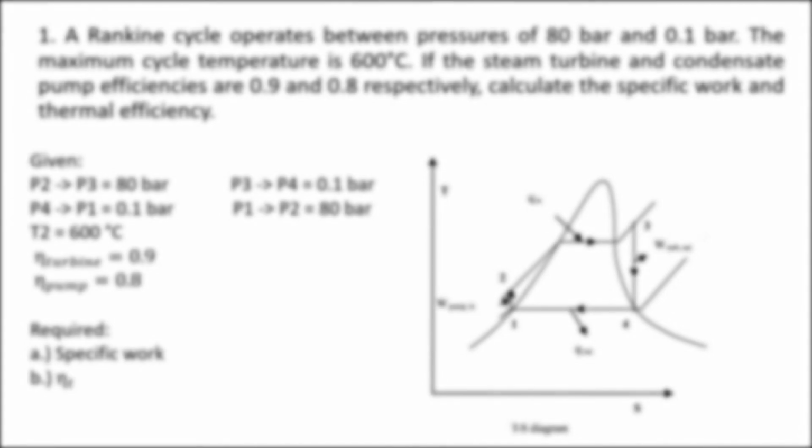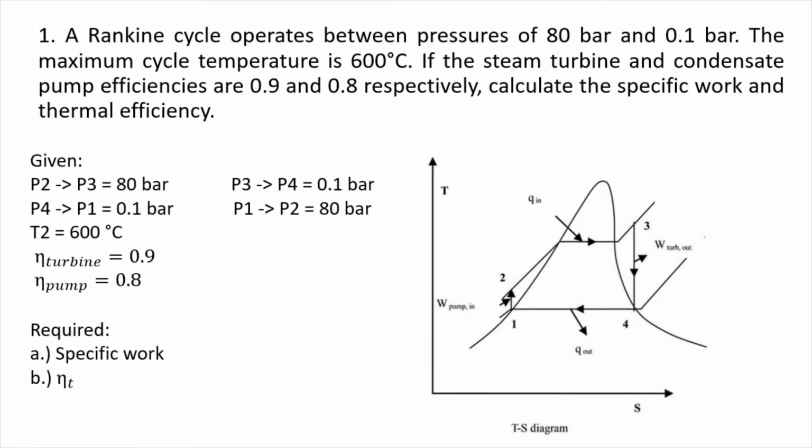Question number 1. The given for this problem is the pressure from steps 2 to 3, 80 bar, from steps 3 to 4, 0.1 bar, from steps 4 to 1, 0.1 bar, and from step 1 to 2, 80 bar. And the temperature for step 2 is 600 degrees Celsius.